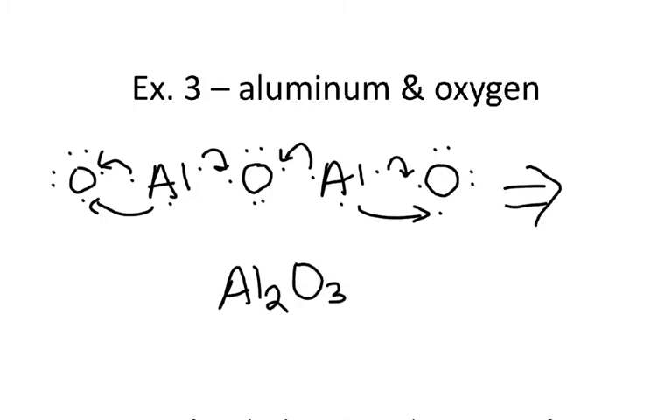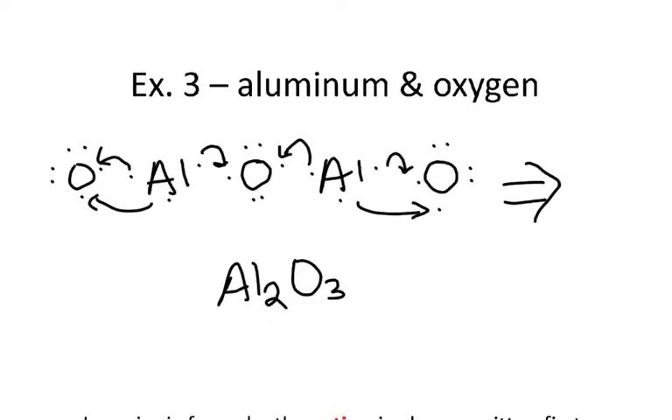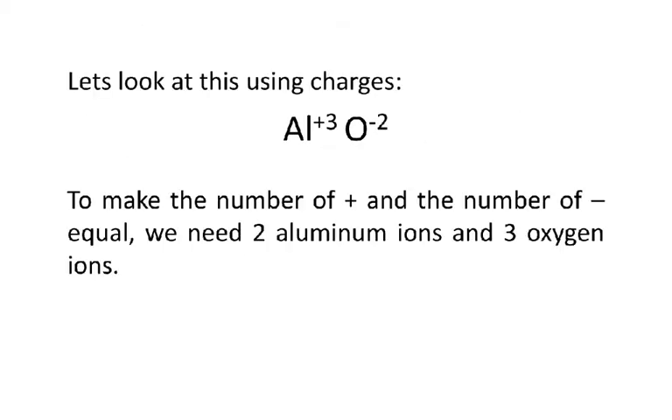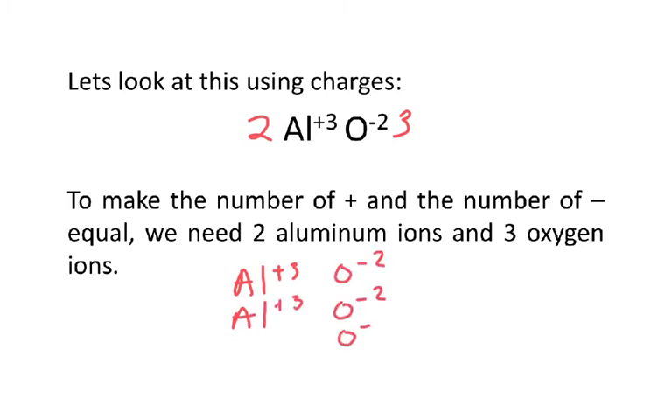Now, have you noticed something? Every time I've been writing these formulas, I've been writing the metal or the cation first, because in an ionic formula, the cation is always written first. So always write the thing that's got the positive charge first. Okay, let's look back down again at the aluminum and oxygen. It took 2 of these and 3 of these. And that's because the number of pluses and minuses have to equal out. So it takes 2 aluminums to balance out 3 oxygens. When you add up the charges, you get -6.